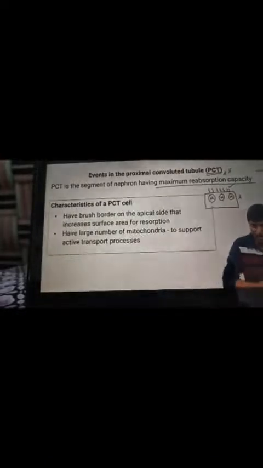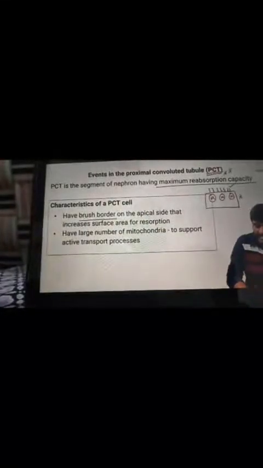First, let's focus on the proximal convoluted tubule. This segment, PCT, is exclusively known for maximum reabsorption capacity. Maximum reabsorption of substances always happens in PCT. A typical PCT cell, look very carefully. Its surface will have a lot of finger-like projections like this. Inside this PCT, you see a lot of mitochondria. Why, sir? Because these small finger-like projections are called the brush border. They increase the surface area for reabsorption. PCT is the site of maximum reabsorption.